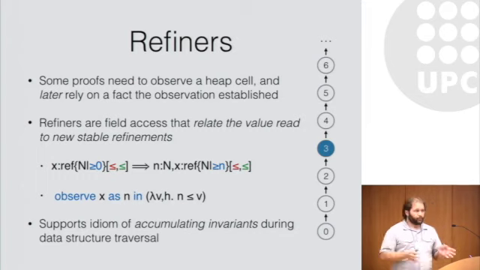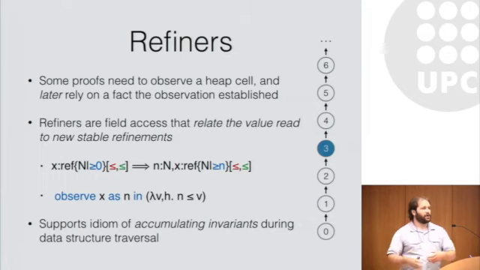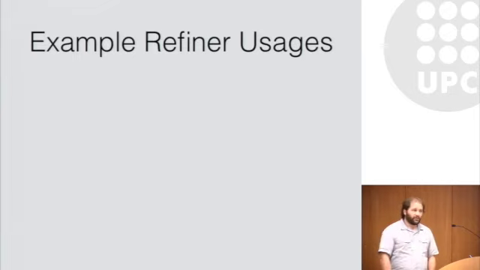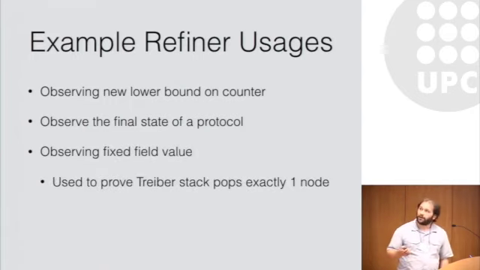And this leads pretty directly to a natural idiom of just accumulating invariants as you traverse the data structure. So you write the code you would, but every time you read an important piece of information that you'd like to remember later, you change the field read into one of these refiners. So this handles things like observing a new lower bound on a counter, looking at the final state of a protocol, which shows up in a header set, observing a fixed field value.